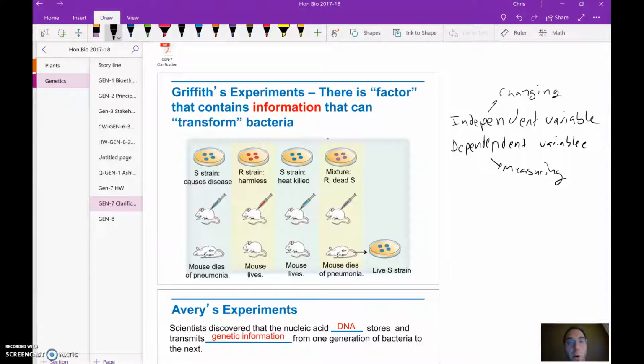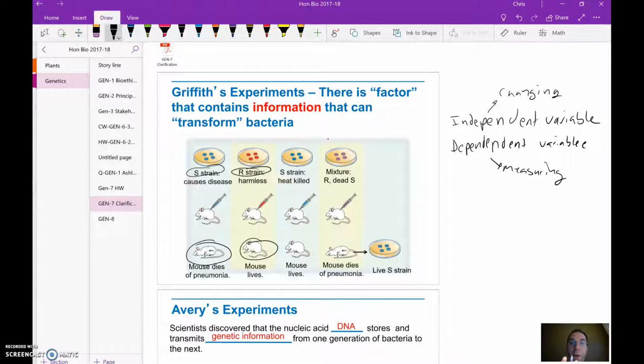So let me give you an example. Griffith's experiment. The independent variable was changing the strain of bacteria. Changing the strain of bacteria caused the mouse, after being injected with that bacteria, to live or to die. So the thing that was being measured, of course, was whether or not our mouse dies or lives. And that depends on whether it's the smooth strain or the R strain.